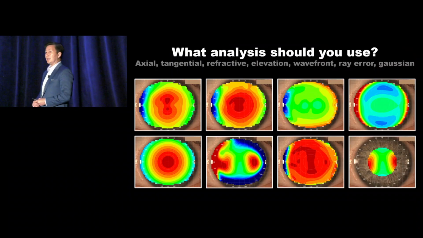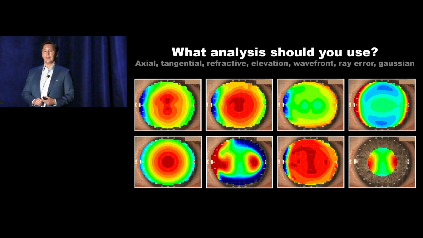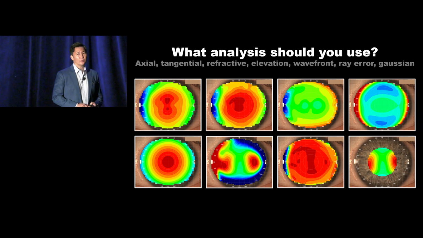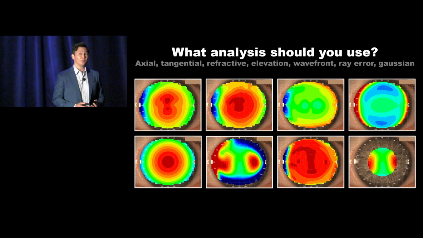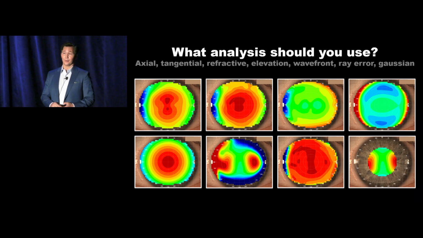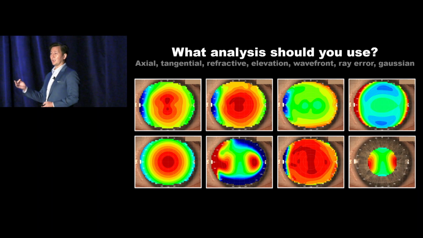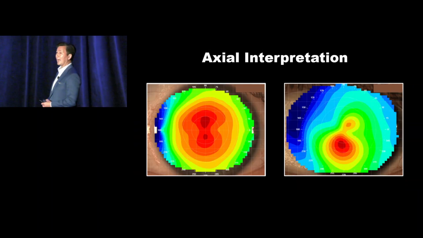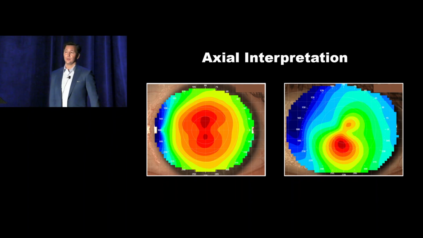Now we talked in the earlier section about what analysis to use. There's so many, and it is just overwhelming to look at all of the different analysis options. Really, you're just going to focus on a few in general practice and the same number in ortho-k. Basically, it's axial, tangential, elevation. And we said earlier today that the axial is the best way to interpret the power of the eye.